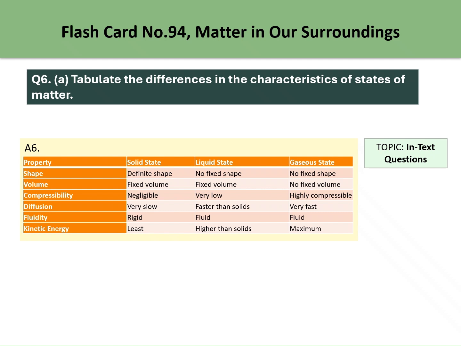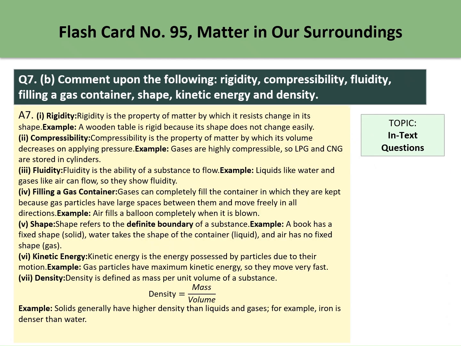Solids are rigid, liquids and gases are fluid. Kinetic energy is least in solids, higher than solids in liquids, maximum in gaseous state. This table comprises solid, liquid and gas. Understand the pattern and then learn this table. Next. Comment upon the following: rigidity, compressibility, fluidity, filling a gas container, shape, kinetic energy and density.